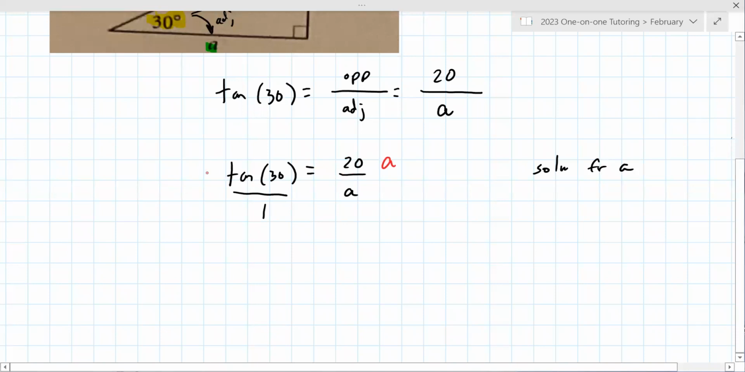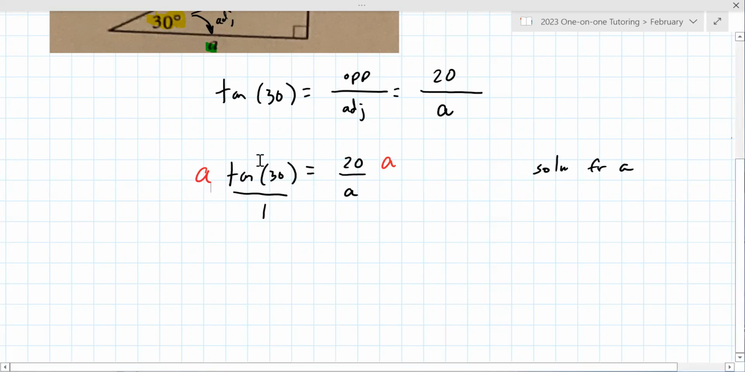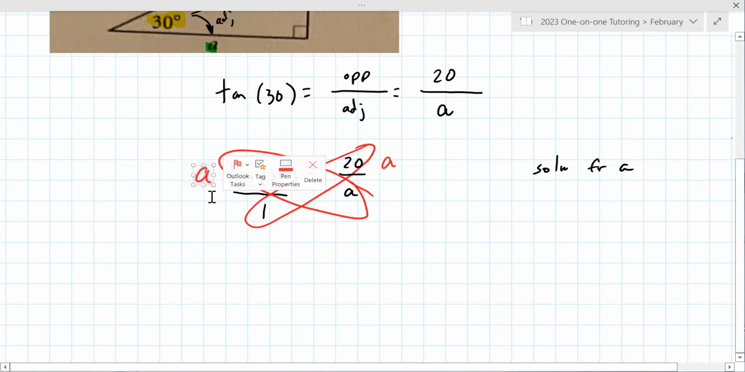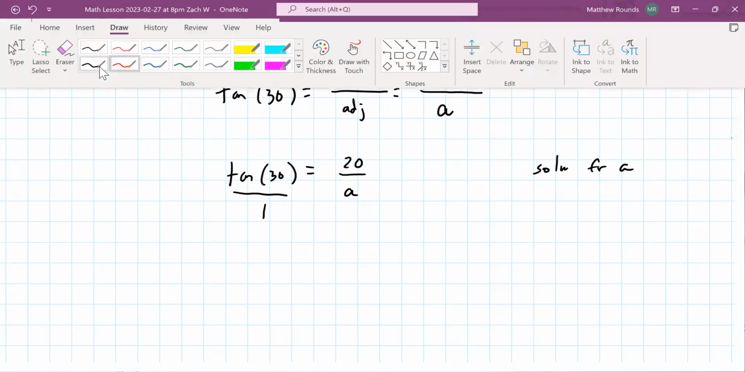I think what I've been doing is I multiply 20 times tangent 30. You cannot do that. It's got to be diagonal. I guess I don't know then, to be honest. The teacher never really specified. Which looks more appealing to you, to multiply both sides by A or to diagonally multiply?